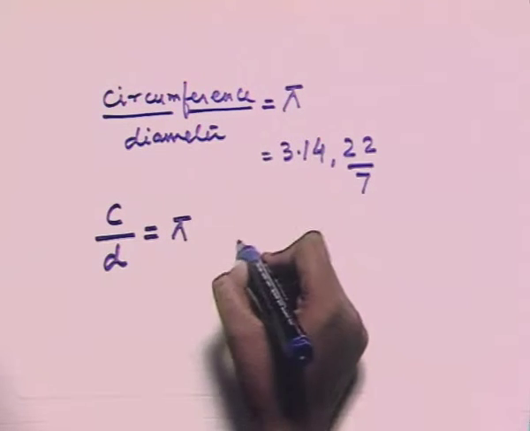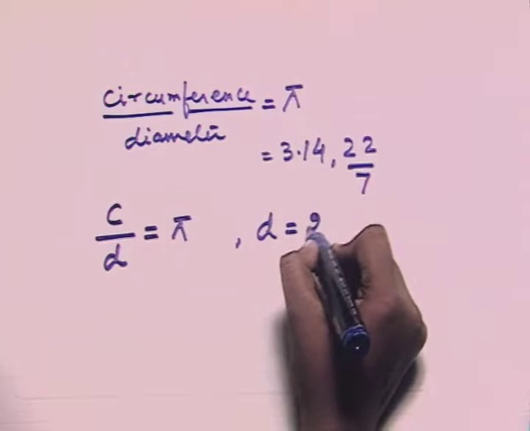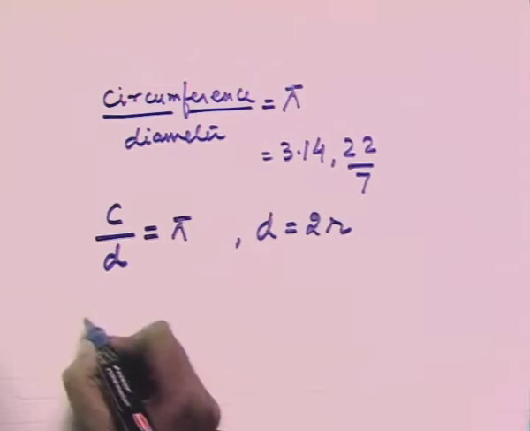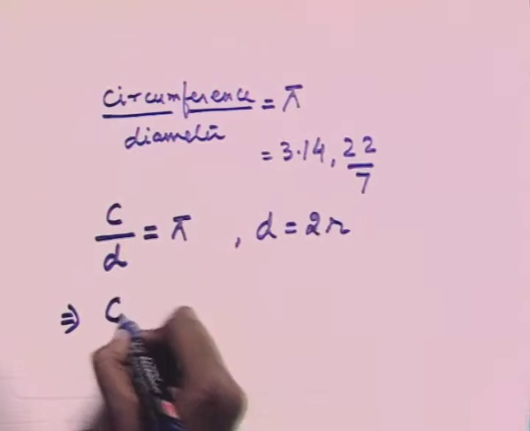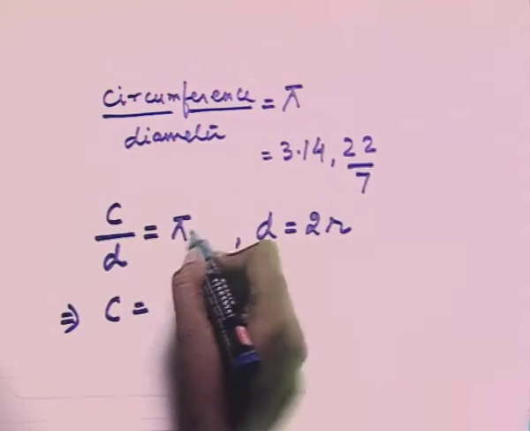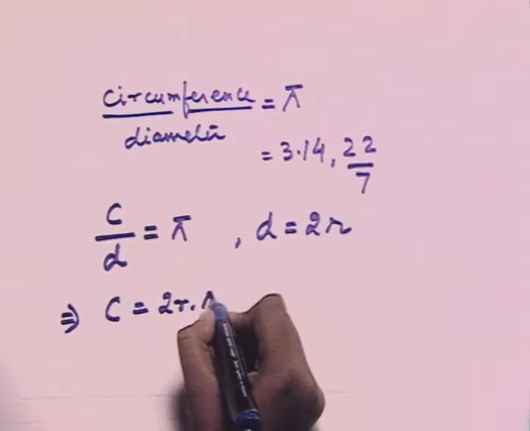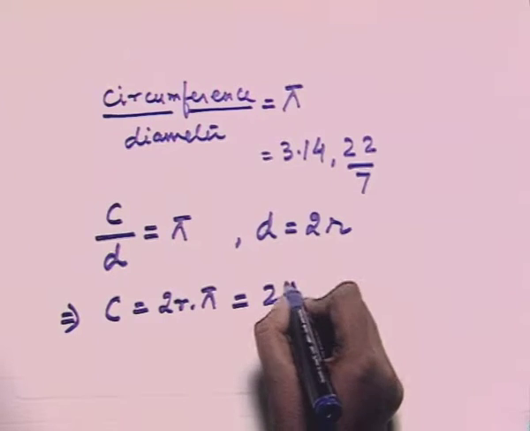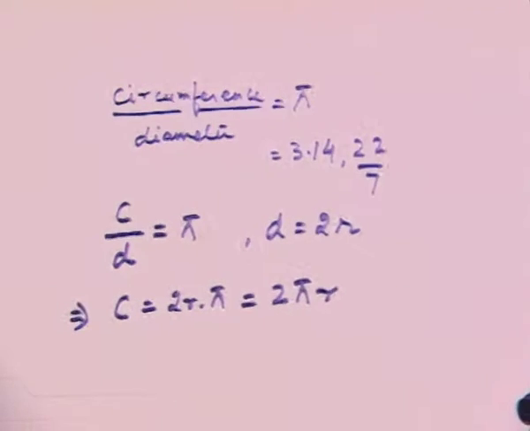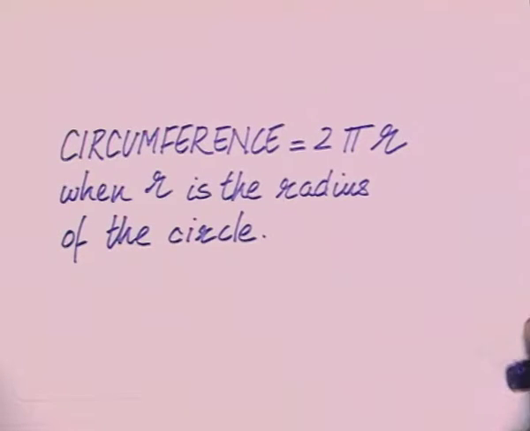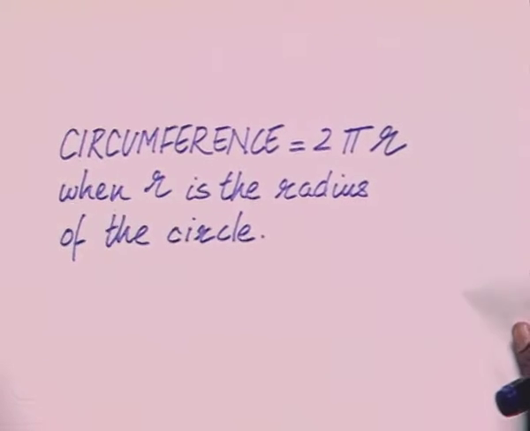But we know that diameter is equal to 2 times the radius. This implies that c is equal to, I can take diameter to the right hand side, so this will be 2 times r multiplied by pi, or 2 pi r. So, what is the circumference of a circle? The circumference of a circle is equal to 2 pi r, where r is the radius of the circle. Let us see how we can use this result to solve this problem.